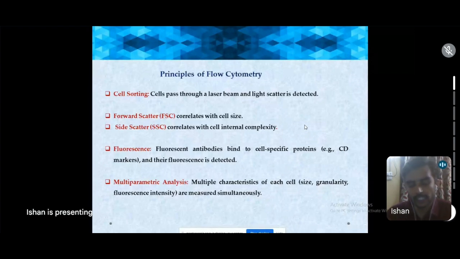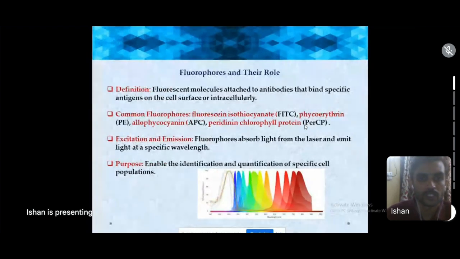So we get less time, accurate prediction, and it can give you more and more detailed analysis of the system. Then come the fluorophores. We have been constantly hearing in the past few slides about fluorescent antibodies. They get fluorescently activated. So what are these fluorophores and what is their role?